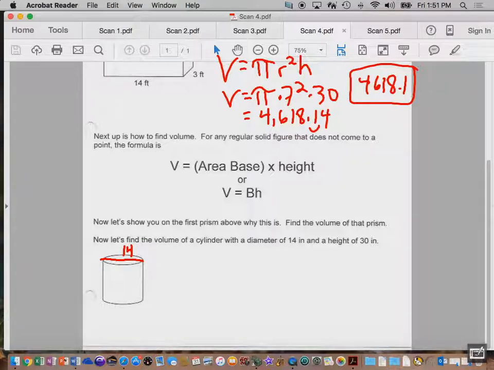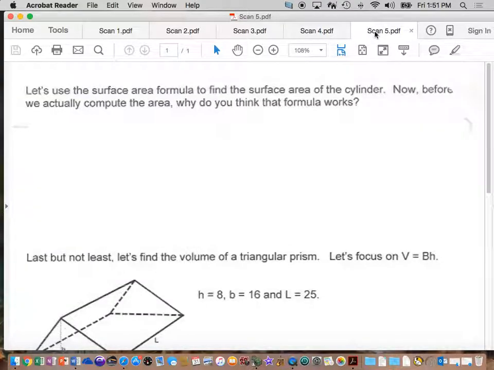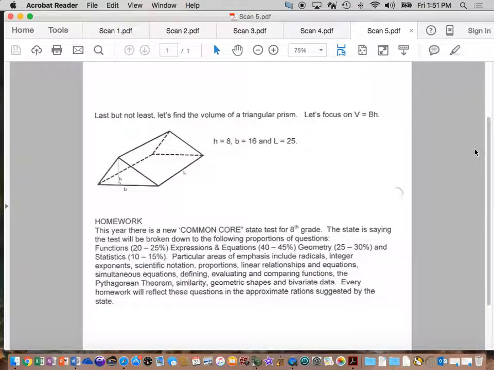Okay, but there's lots of shapes. Cylinder is not the only shape. For instance, there's this one. What figure is this? Triangular prism. Look up the formula for triangular prism. 1/2 ABH. Okay, so volume is 1/2 ABH. So the half doesn't change. Now, ABH, this is still H, but A and B are like B and L here. It doesn't make a difference.